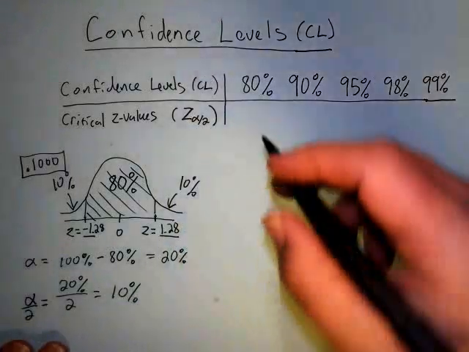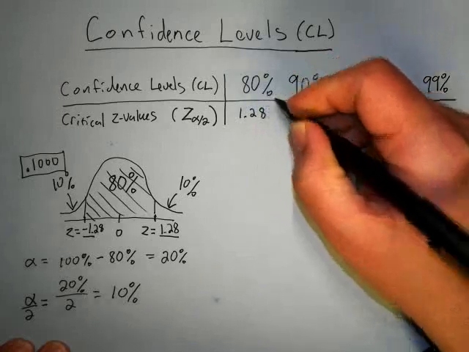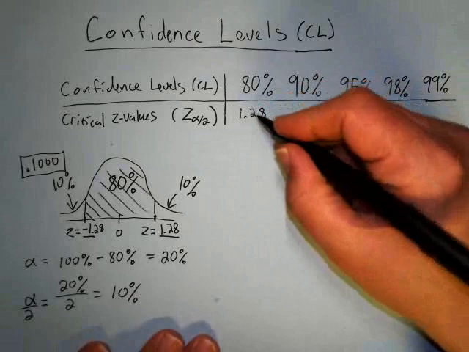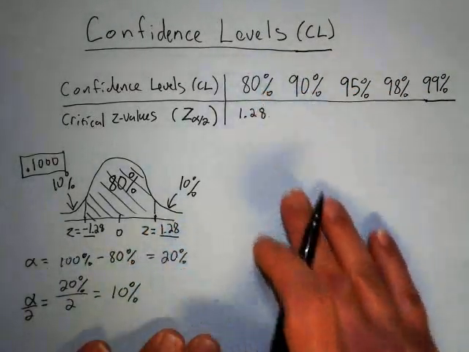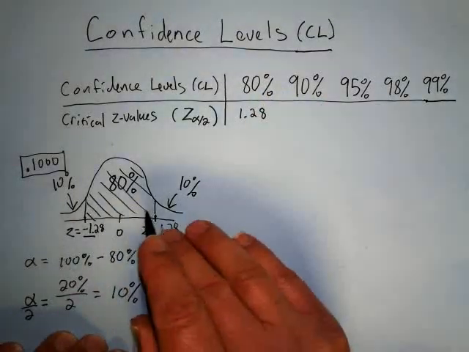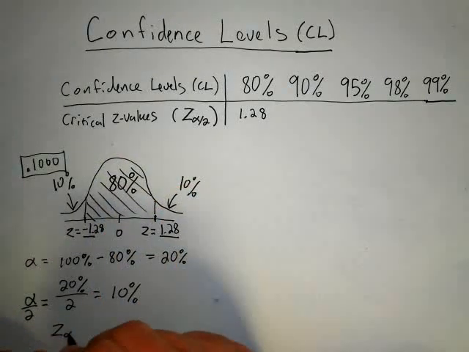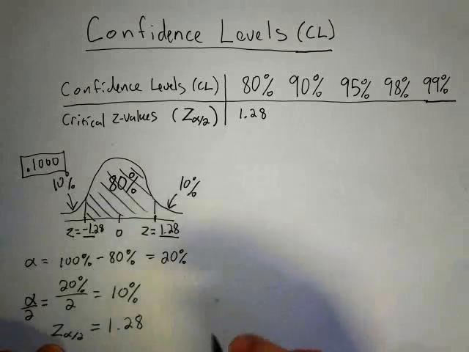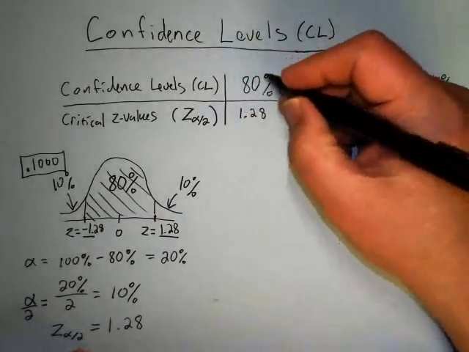So basically the critical z value here is just the number itself without the negative sign there. Okay, so the critical z value, or sometimes you can think of it as plus minus 1.28. So the critical z value for 80% is 1.28. And it's the z-score that gives you the middle 80%. So we could write this, z sub alpha over 2 is 1.28.